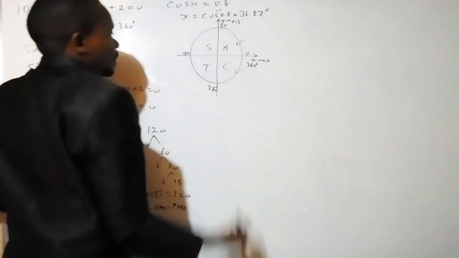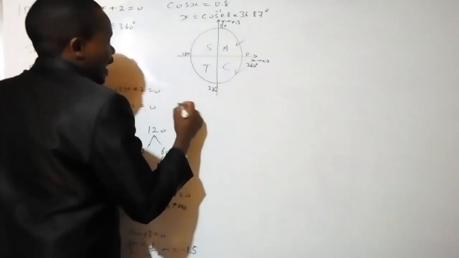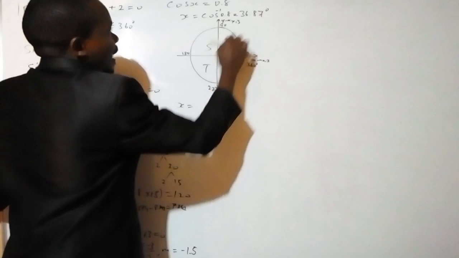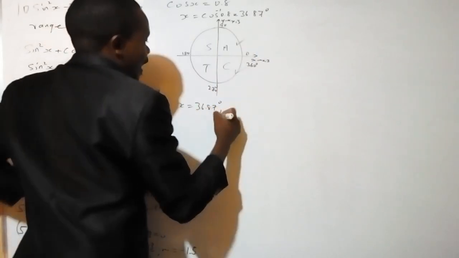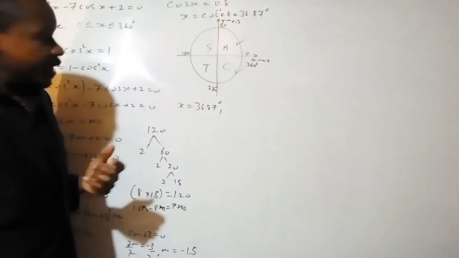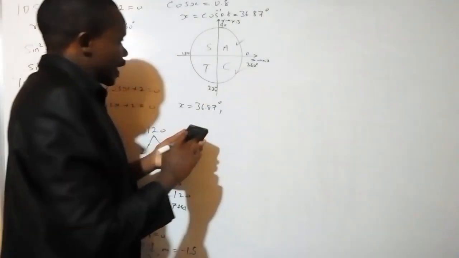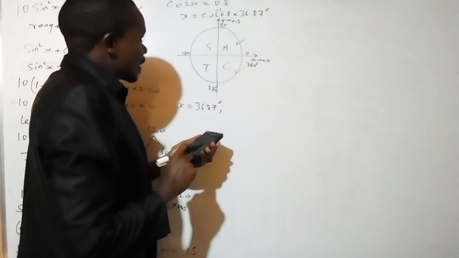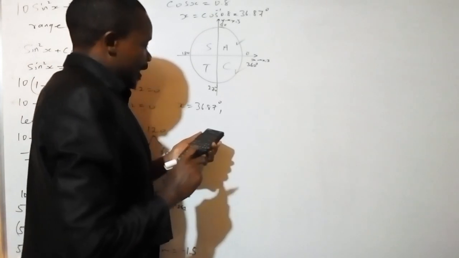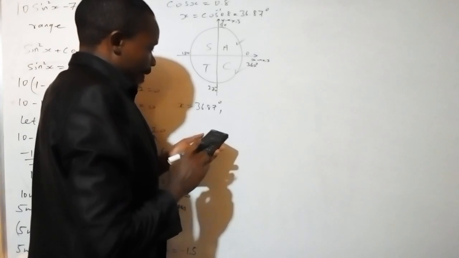The first answer, x, since it lies in the first quadrant, is 36.87, which is one of the answers. Next, let's first of all take 360 minus 36.87. We get 323. Then we can say cosine answer.